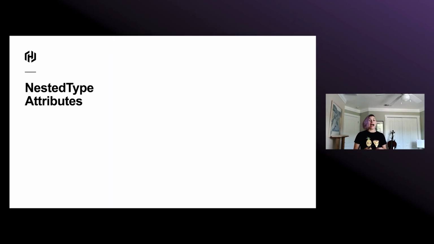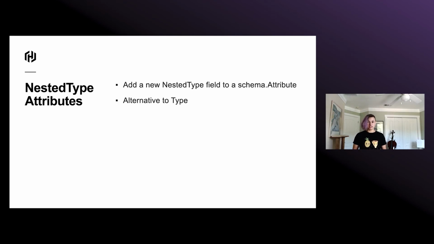So what I did is add a new field to attributes in the schema. This field is called NestedType. It is an alternative to the type. So instead of saying the type of this attribute is a string, you would say this attribute has a nested type. And inside that nested type, then you have another collection of attributes. And of course, all of those attributes can then have the sensitive, computed, optional, whatever flags you want on them. And that's really it. It's kind of simple.